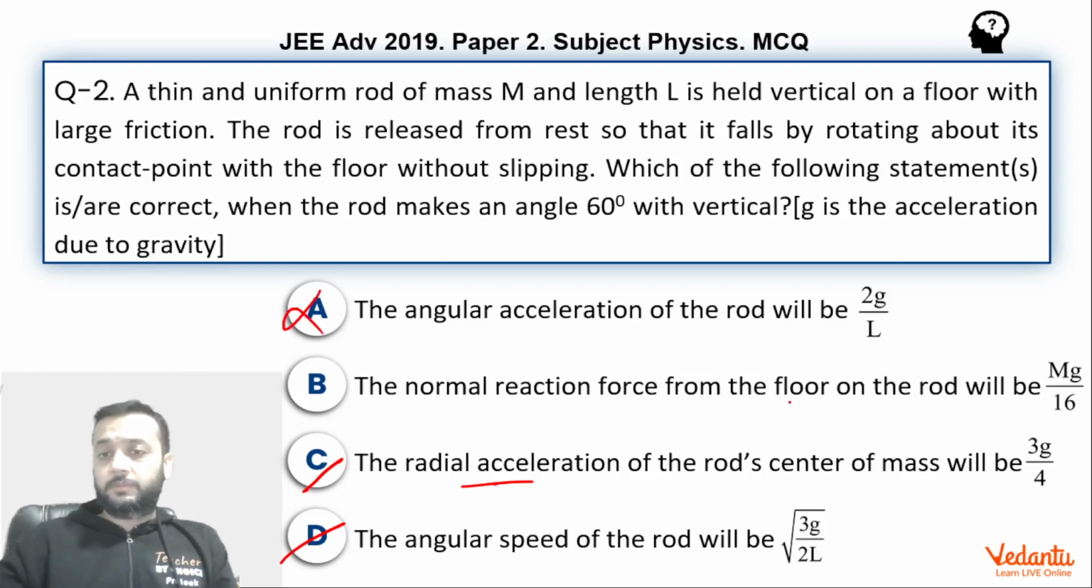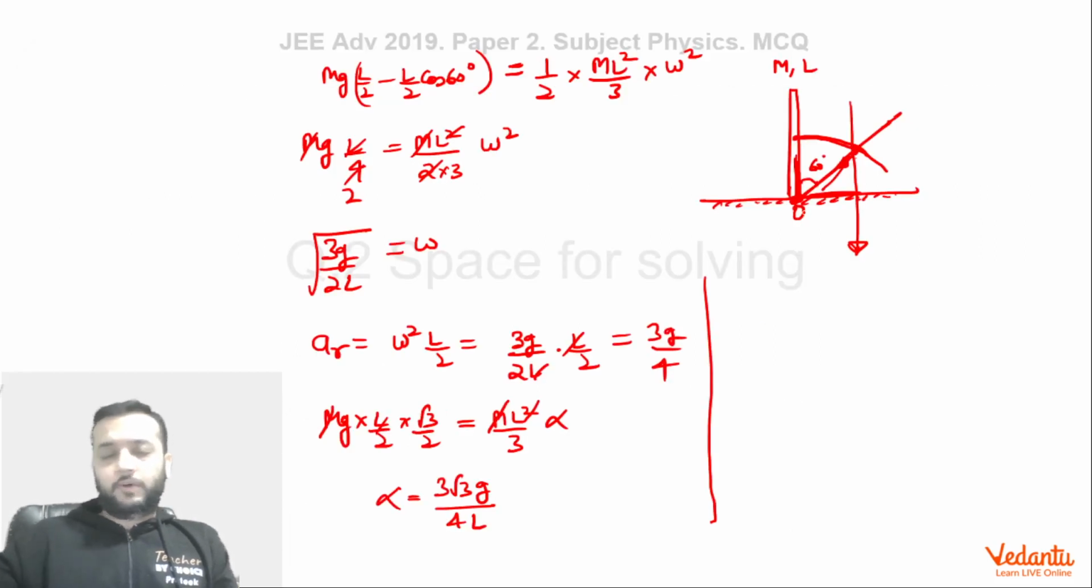Normal reaction from the floor will be mg by 16. But for finding the normal reaction, we can write the force equation on the center of mass. We know that net external force equals mass into acceleration of center of mass. So if we write the force equation along the vertical direction, there are two forces acting in the vertical direction. Friction acts along the surface. So mg acts downwards, normal acts upwards. So mg minus normal will be equal to mass into acceleration of center of mass in the vertically downward direction. I am taking vertically downward as positive. So acceleration of center of mass we have to find.